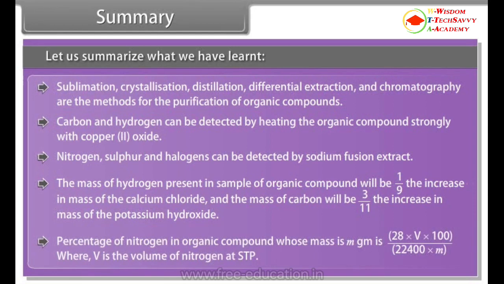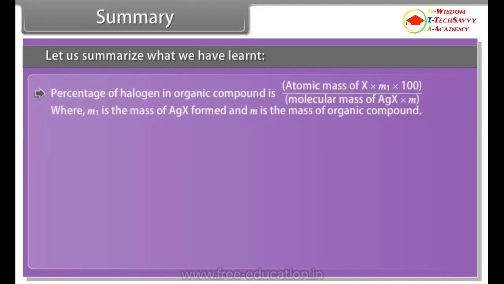Percentage of nitrogen in an organic compound whose mass is m gm is 28 into V into 100 divided by 22,400 into M, where V is the volume of nitrogen at STP. Percentage of halogen in organic compound is atomic mass of X into M1 into 100 divided by molecular mass of AgX into M, where M1 is the mass of AgX formed and M is the mass of organic compound.